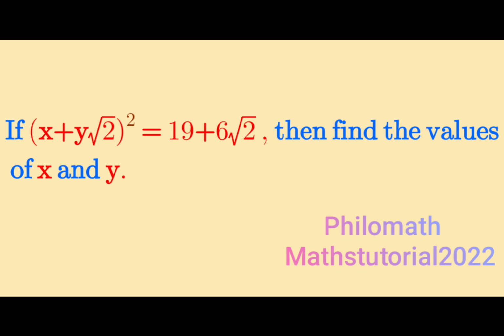If (x + y√2)² = 19 + 6√2, then find the values of x and y. Here we have to solve this equation to calculate the values of x and y. Now let us start the solution.